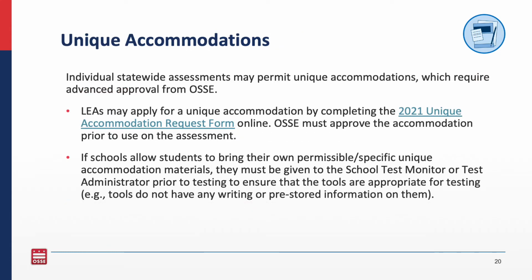Individual statewide assessments may permit unique accommodations which require advanced approval from OSSE. LEAs may apply for unique accommodations by completing the 2021 Unique Accommodations Request Form online. OSSE must approve the accommodation prior to the use on the assessment.